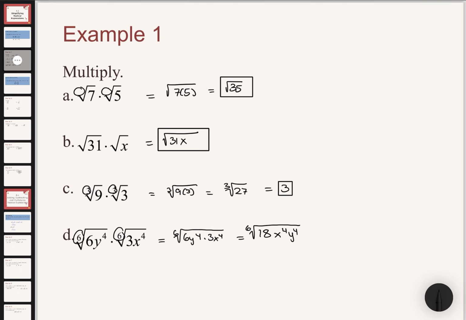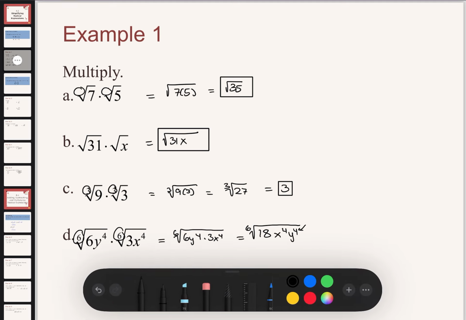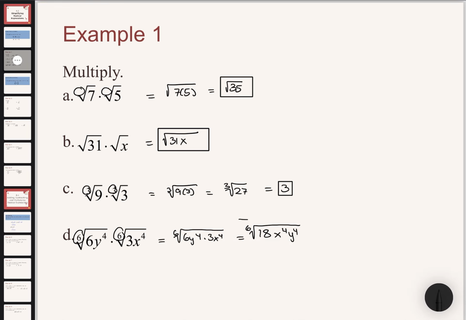These 4's are smaller than the 6, which means I won't be able to pull out an x or a y. If I had something in here that was greater than the root, then I would be able to simplify. I would be able to pull something out. You could use those rules from yesterday to help you a little bit. But for this one, can't simplify. That is going to just be our final answer. All right, let's keep going with this. Again, feel free to pause, jot things down, take your time with this.